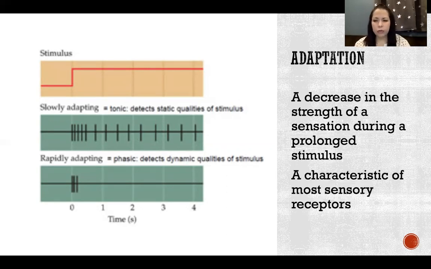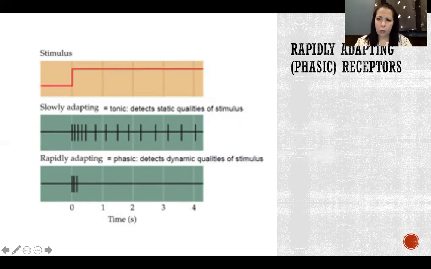Adaptation is a characteristic of most sensory receptors, not all. So we have different types of sensory receptors, some that are more likely to adapt and others that are not. One overarching category would be rapidly adapting, also called phasic receptors. These are receptors that adapt to a stimulus very quickly.